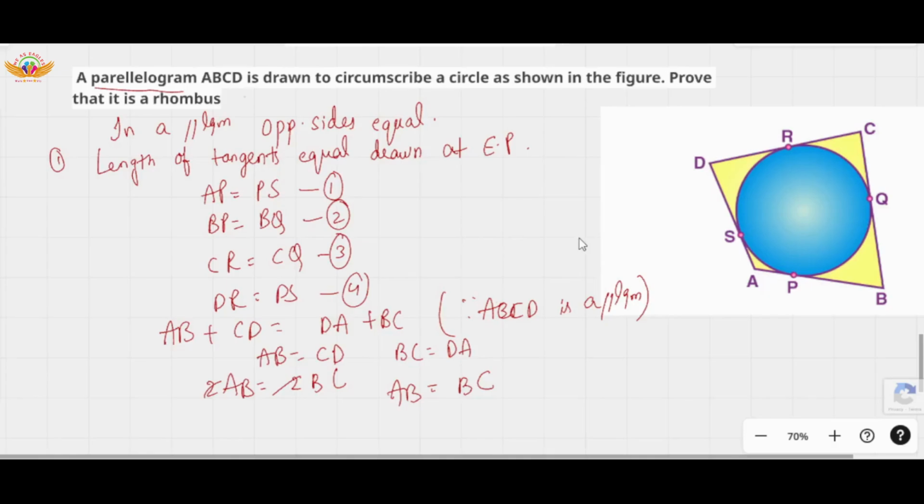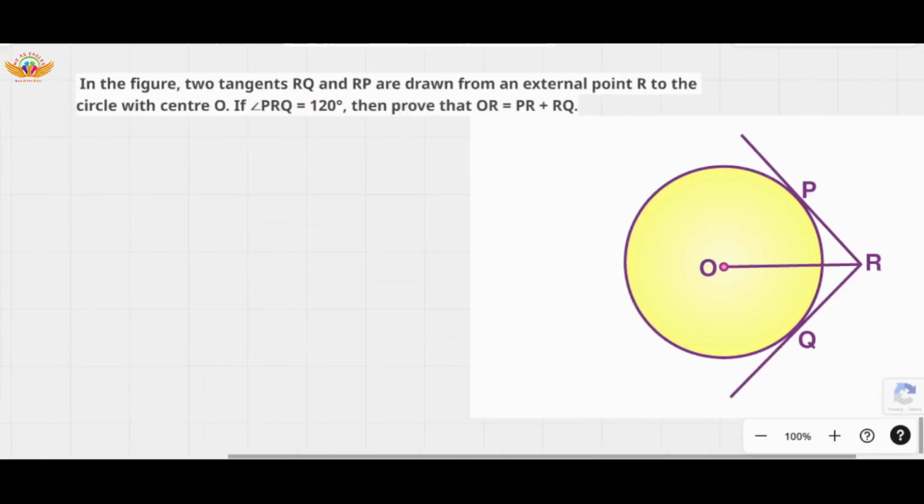Same question, but they just change the terms. In the figure, two tangents RQ and RP are drawn from an external point R to the circle with center O. First of all, you write the given exactly how they have given in the question. So what they have given: the two tangents RP and RQ are drawn from an external point R to the circle with center O. This is the given part. Okay, write it down.